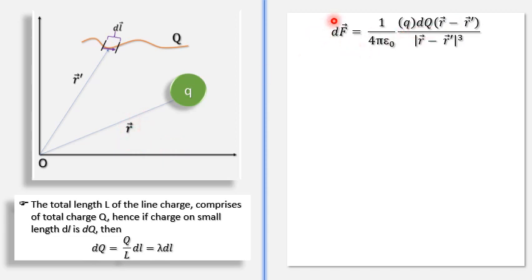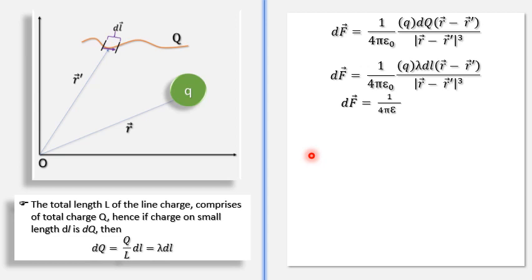What is dF? dF is force. Force on what? Force on q. Force on q due to what? Force on q due to the small part of the line, or the charge on the small line element. Okay, so now we know the dq value. dq is lambda dl. So let us substitute and let us rearrange.